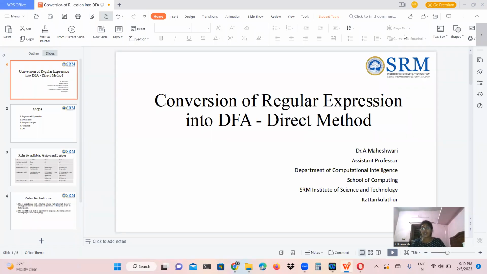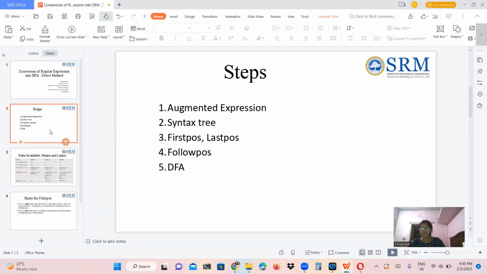I am going to explain the conversion of regular expression into DFA using the direct method. In this method, we have 5 steps, so easily we can convert.